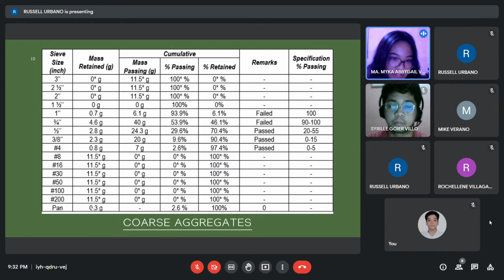However, for all the sieve sizes that I did not mention, for example, 3 inches to 2 inches, we assume the mass retained to be 0 grams. The cumulative mass passing is 11.5 grams, which is the initial mass sample. The cumulative percent passing is 100, and the cumulative percent retained is 0%. Same goes for number 8 to number 200. We assume the mass retained to be 11.5 grams, the cumulative mass passing and the cumulative percent passing is 0 grams and 0%, and the cumulative percent retained is 0. Done. Next.